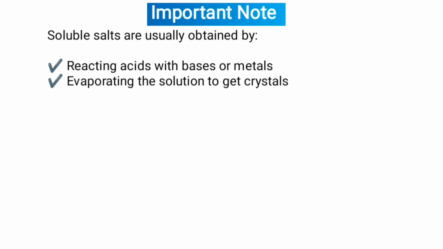Important note, dear student: soluble salts are usually obtained by reacting acid with bases or metals. And second, evaporating the solution to get crystals.